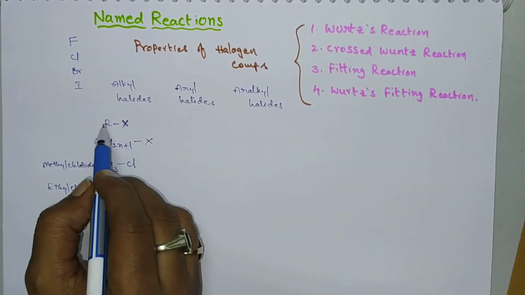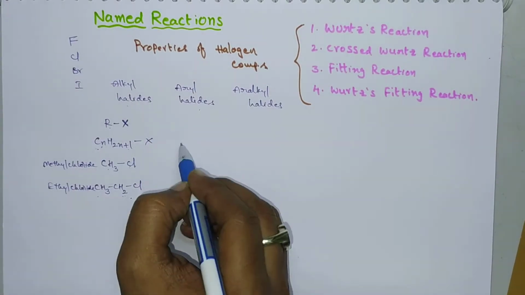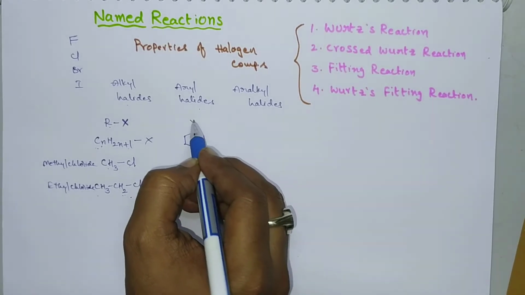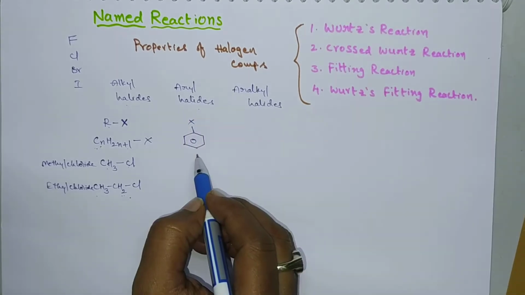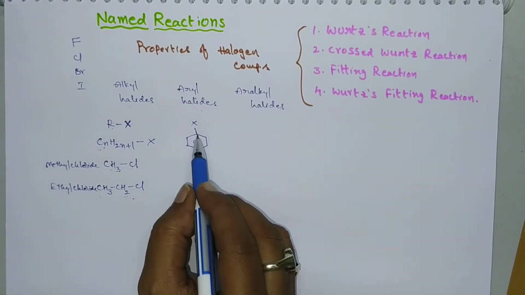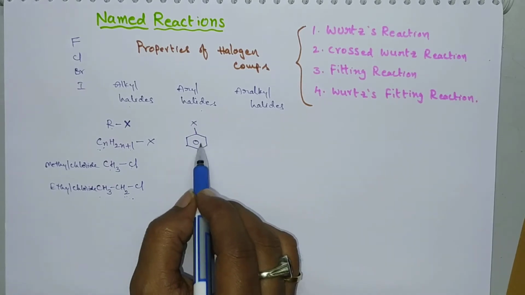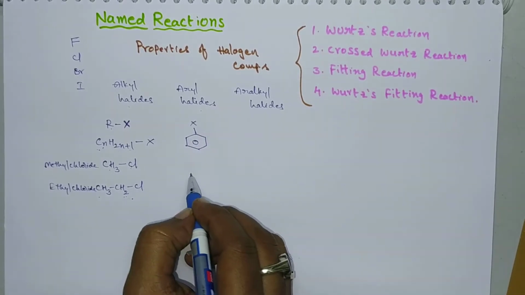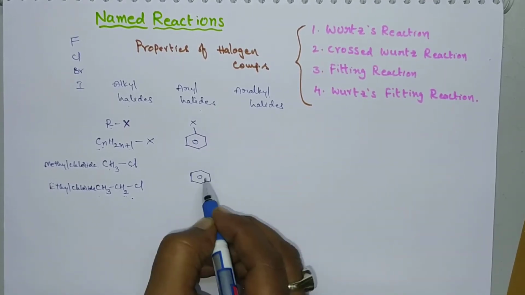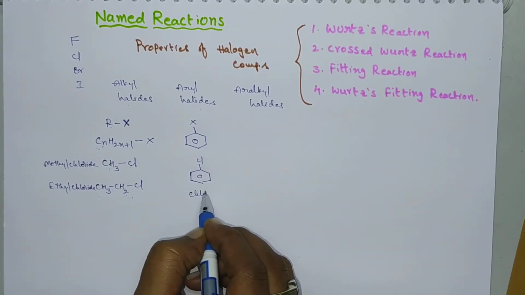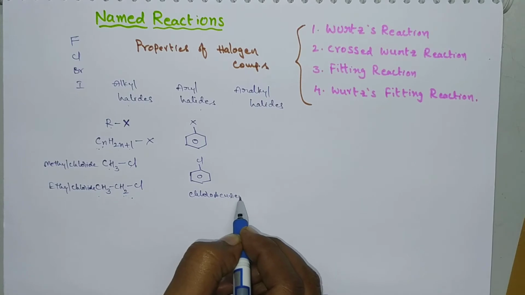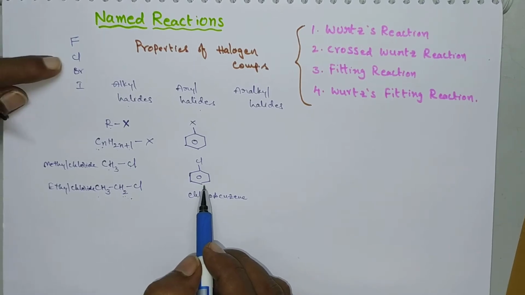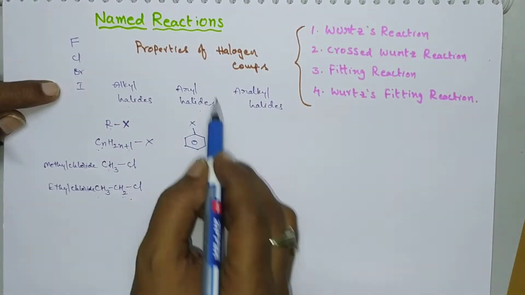If the halogen is attached to an alkyl group, those are called alkyl halides. If the halogen is directly attached to an aryl group, meaning any aromatic compound, here benzene, then it is called an aryl halide. If you take chlorine here, this is called chlorobenzene. Chlorobenzene, bromobenzene, fluorobenzene and iodobenzene are all aryl halides.